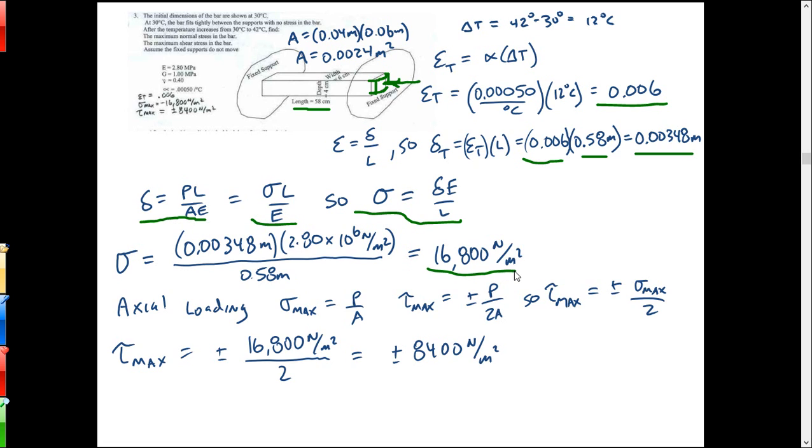Now, that's the stress. This is axial loading. So that stress is P over A. The maximum shear is plus or minus P over 2A, because that's axial loading. It's caused by temperature, but it's just axial loading, like any other kind of axial loading. So tau max would be plus or minus the maximum normal stress divided by 2. So the maximum shear in that bar is plus or minus 8,400. Okay? Because tau max for axial loading is P over 2A, which is sigma max over 2.